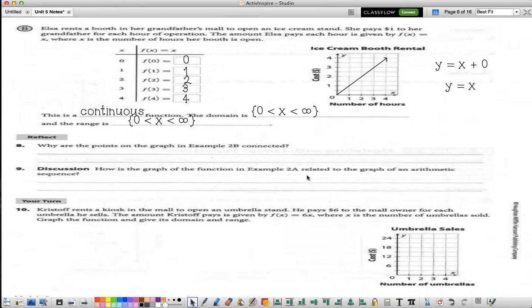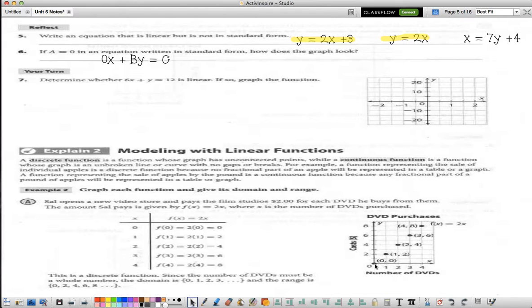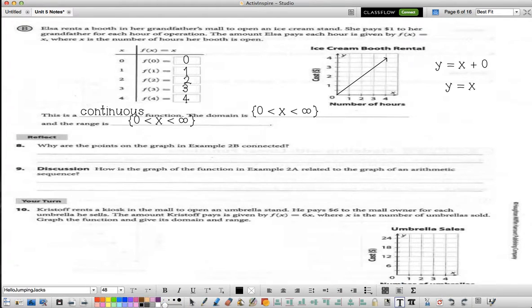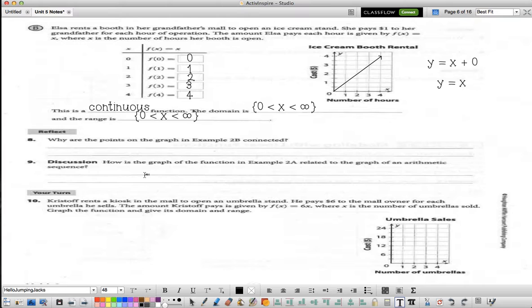Okay, how is the graph of the function in example 2a related to an arithmetic sequence? Well, in this case, if you look at 2a and the arithmetic sequence, remember arithmetic sequences have to have the common difference. So in this case, every single time that our position goes up, so when we go from 0 DVDs to 1, the cost goes up by 2. Up by 1 DVD, the cost goes up by 2. Up by 1, up by 2. So because this function has a difference that is always the same, that's where it is like an arithmetic sequence.